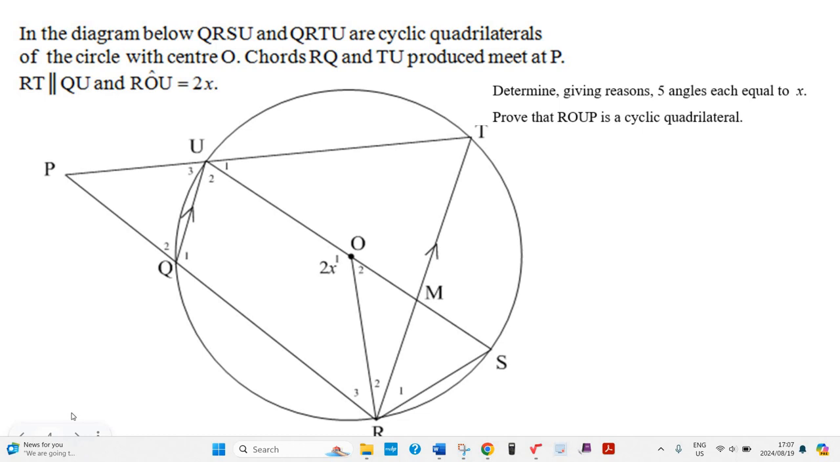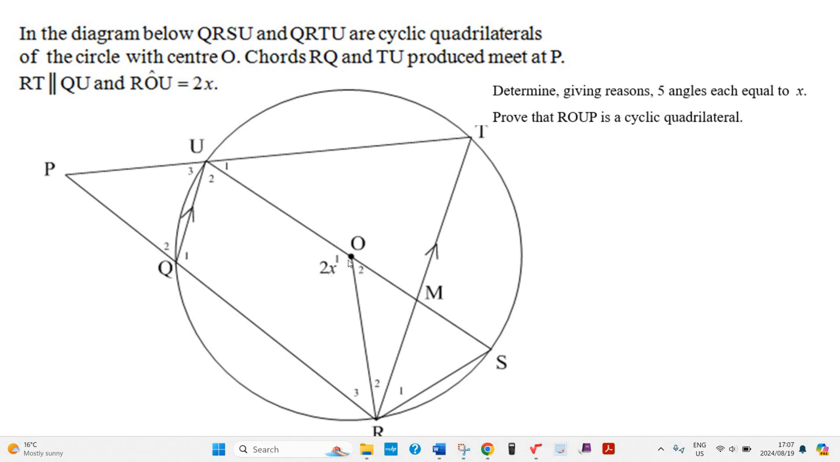Let's try this geometry question here. They tell us about two cyclic quadrilaterals in here, QUSR, and another one, QRTU. You're going to look at both the long, skinnier quadrilateral and the bigger, fatter one up here, and they tell you something else. They tell you that QU and RT are parallel. They tell you this angle here, ROU, this angle at the center, is equal to 2x. And then they ask you to find, giving reasons, 5 other angles equal to x.